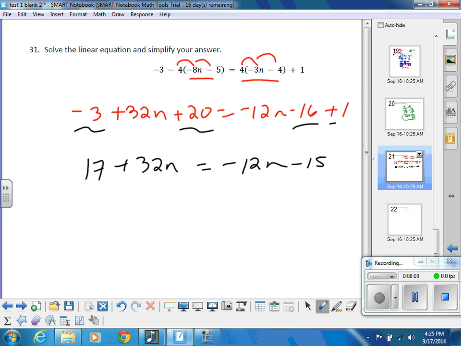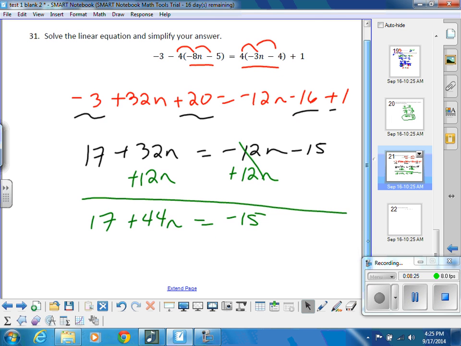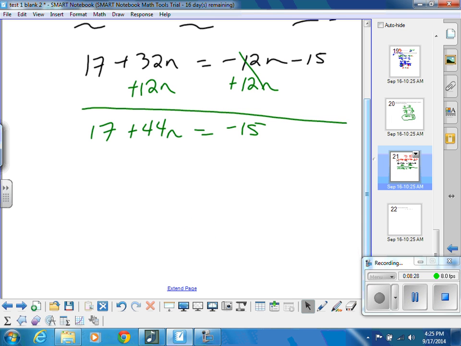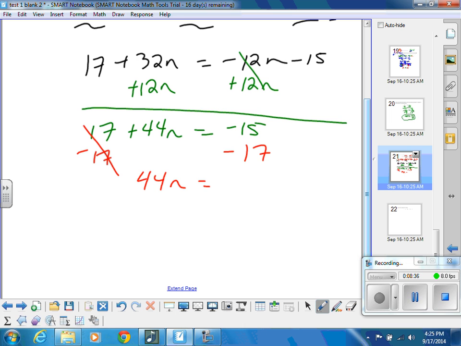Now from here, I need to bring my variables on one side and my numbers on the other. So I'm going to go ahead and add my 12n over here. I'm going to add my 12n over here. I get 17 plus 44n is equal to negative 15. Scroll on down, run out of room. Now from here, I'm going to minus my 17 over here. And I have 44n is equal to, let me see, negative 32, there we go.